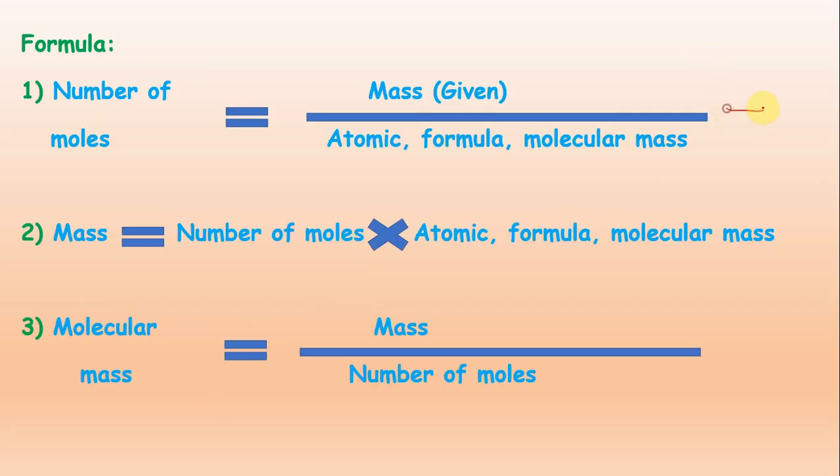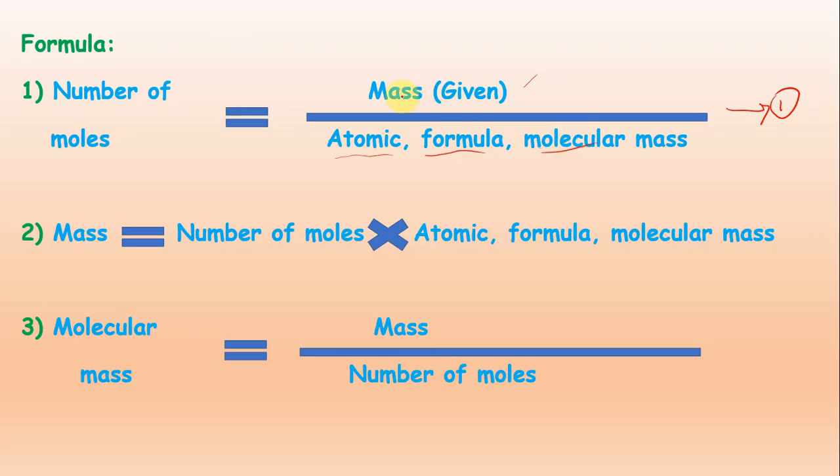This is the basic formula of the mole, and then we can derive it and get two other formulas. This is the basic formula which you people have to remember. Number of moles is equal to mass, that will be given in the question, divided by relative atomic mass, relative formula mass, or relative molecular mass. This is formula number 1.